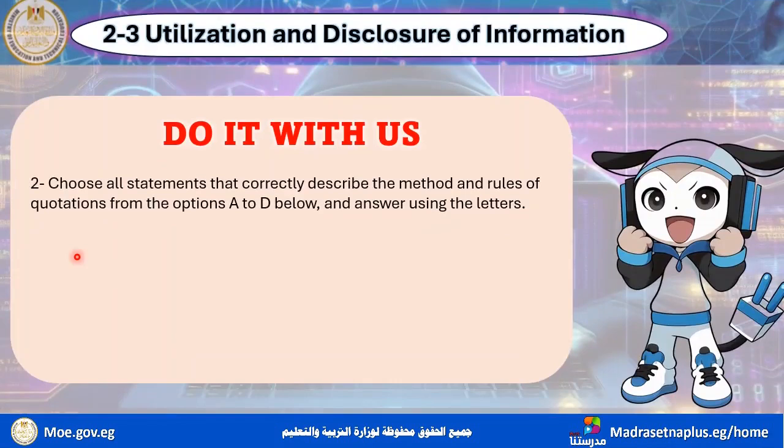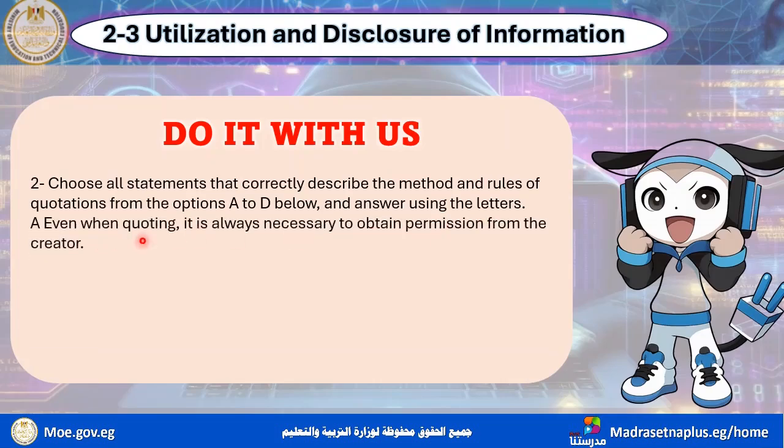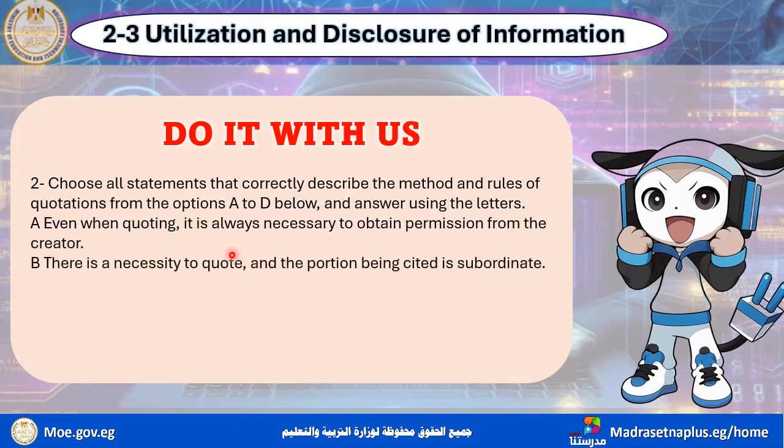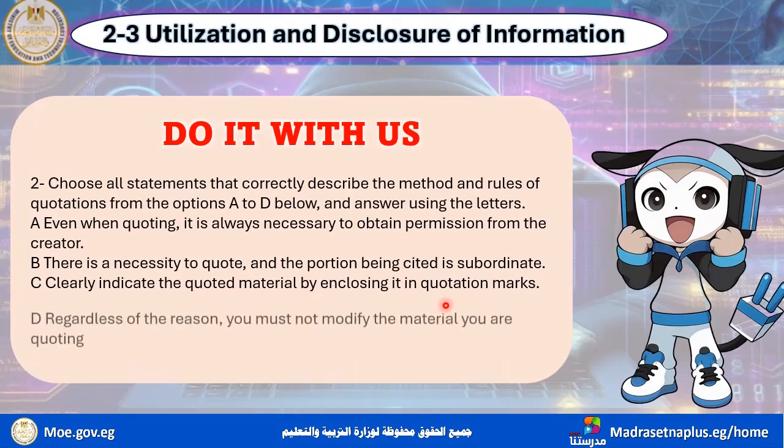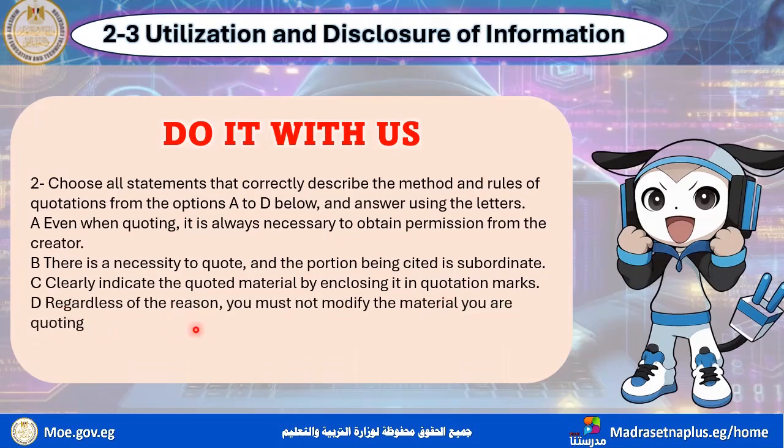Now, another question for you, dear student. Choose all statements that correctly describe the method and rules of quotations from the options A to D below and answer using letters. A. Even when quoting, it's always necessary to obtain permission from the creator. B. There is a necessity to quote and the portion being cited is subordinate. C. Clearly indicate the quoted materials by enclosing them in quotation marks. And D. Regardless of the reason, you mustn't modify the materials you are quoting.